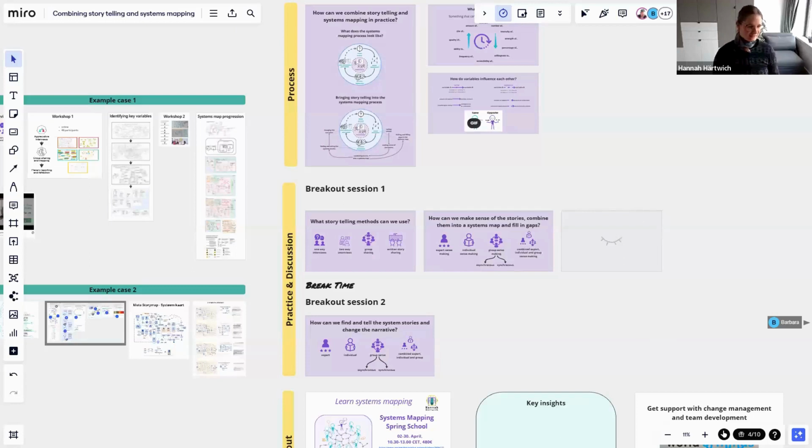Then I would like to share a little bit about what that looks like in practice for projects that we have worked on. What are the different methods we can use there?